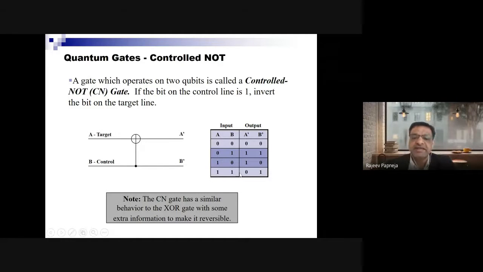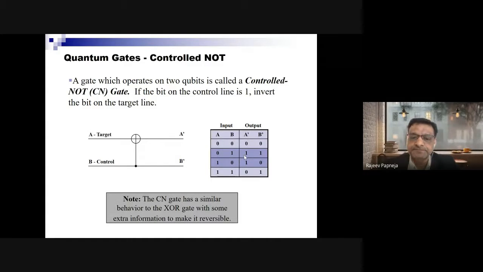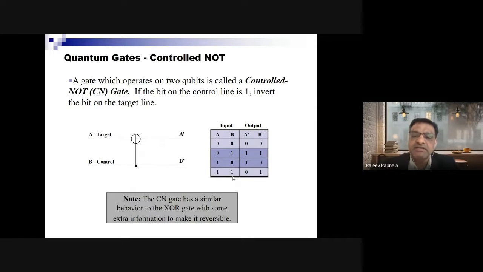So if you look at the table on the right, in row 1, where A is 0, B is 0, the output is also 0 and 0. But in the second row, where the control bit is 1, B is 1, you will see that the output A dash changes from 0 to 1. And in the third row, where the control bit is 0, A remains the same. And in the fourth row, where the control bit is 1, A changes from 1 to 0.